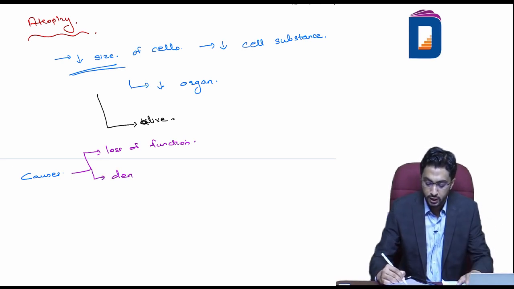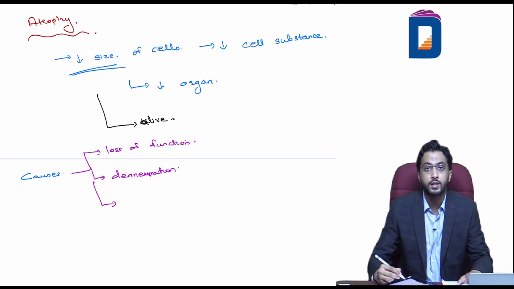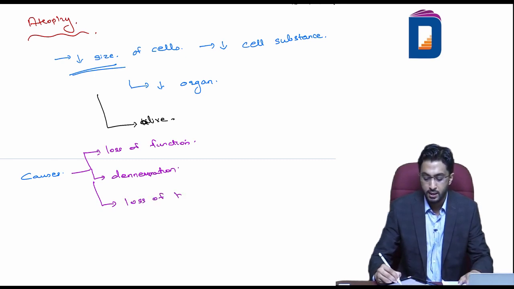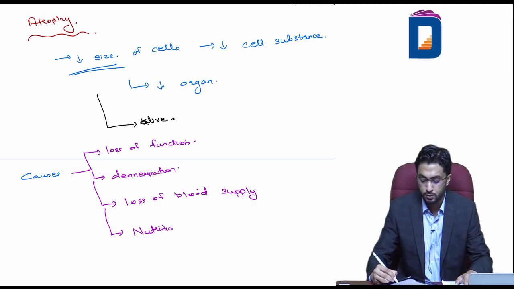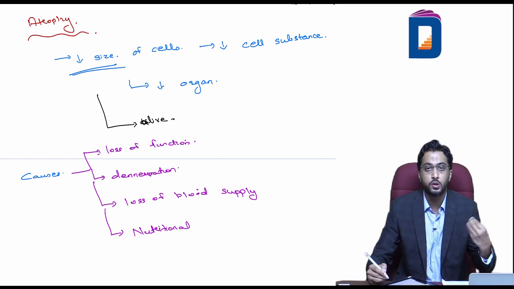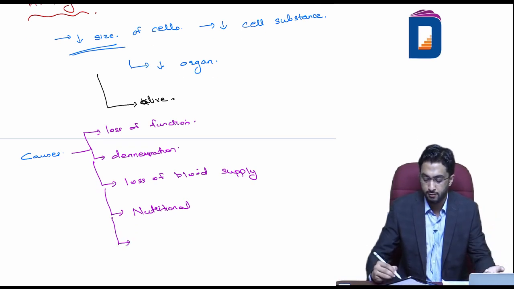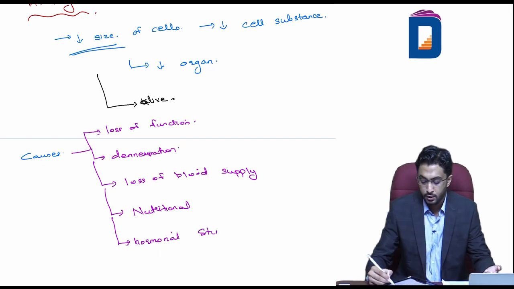Another is denervation: if the nerve supply is lost, it can lead to atrophy. Then the third reason is the loss of blood supply. Another very common reason is nutritional deficiency. If there is not enough nutrition, the cell can undergo atrophy. And finally, there is hormonal stimulation.